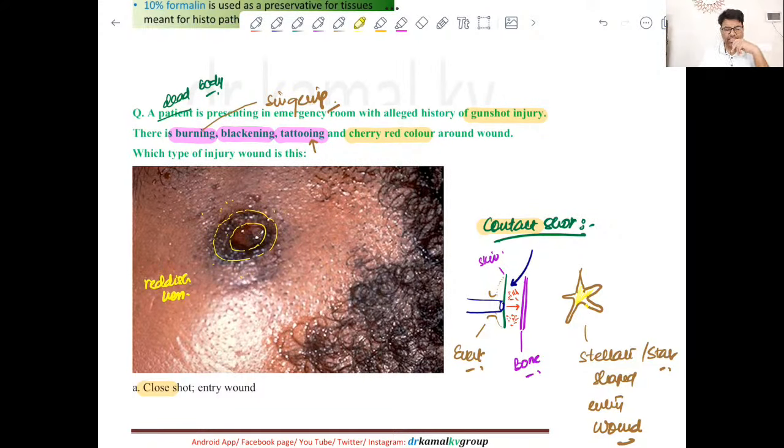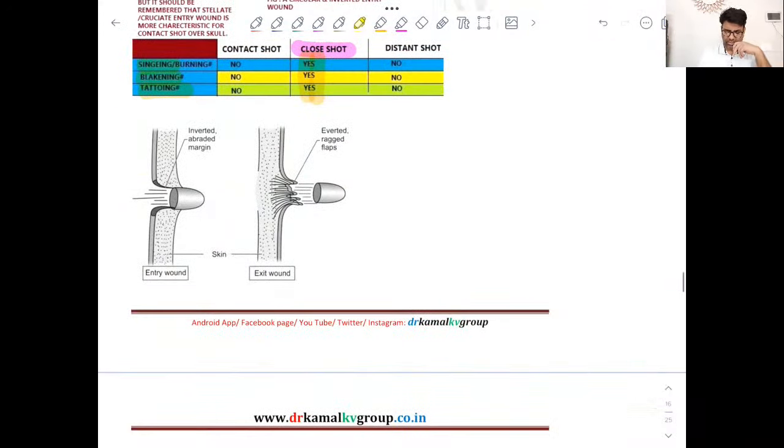Okay, so this is a classical close shot entry wound. And how does an entry wound and exit wound differ with respect to the skin? Whenever the bullet enters, it will also take the skin margins inside. So this is known as inversion or inverted margins, right? And when it comes out, again it will take the skin margins along with it. But here, since this wound is an exit, this will be known as eversion or everted margins, right?